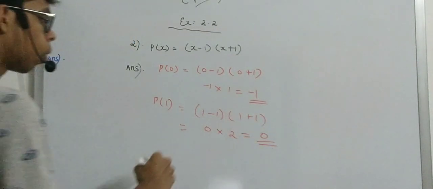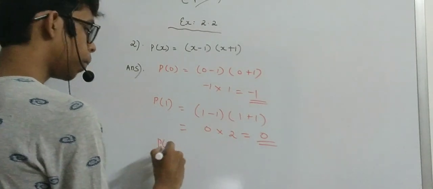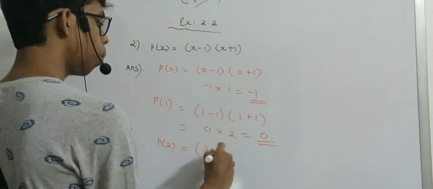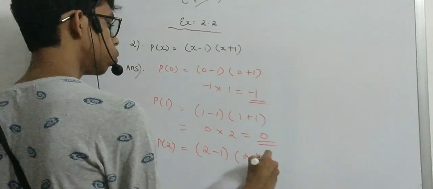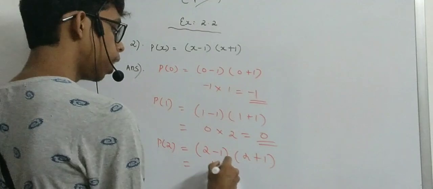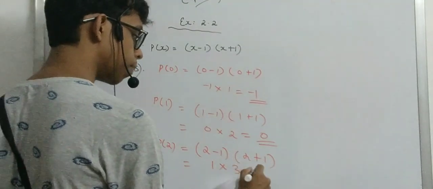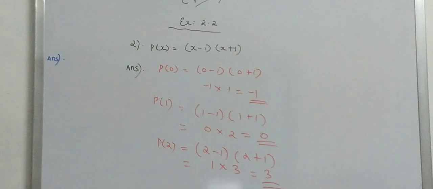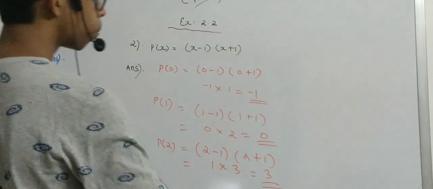Now at p of 2. P of 2 means I have to do 2 minus 1 into 2 plus 1. 2 minus 1 is 1, into 2 plus 1, which is 3. So I will get my answer as 3. So just directly substitute and find your answer, if it is a 1-mark question. Otherwise you should properly open it.